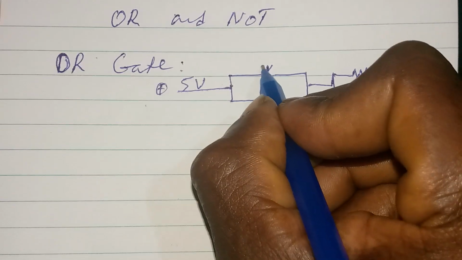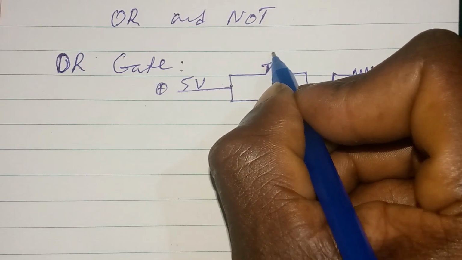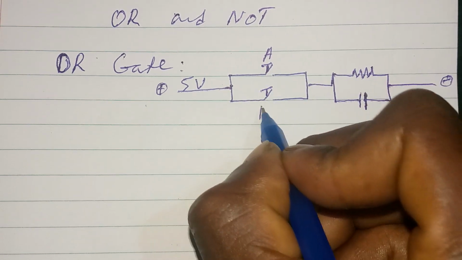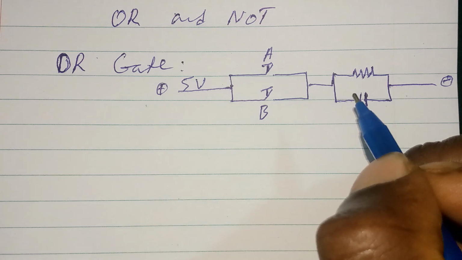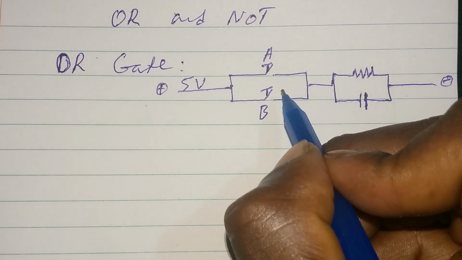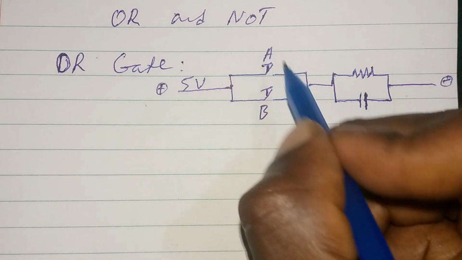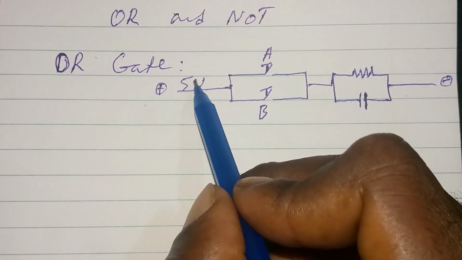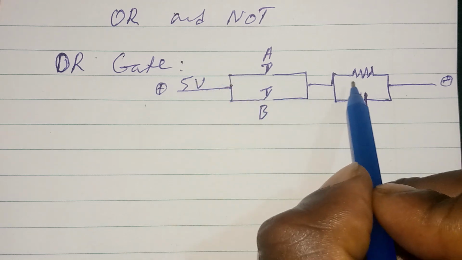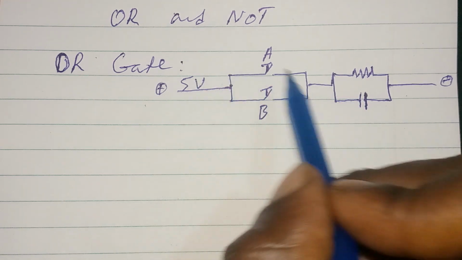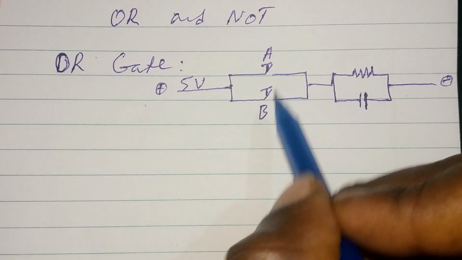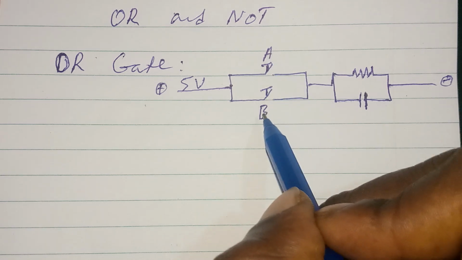have two switches here. This is switch A as well as switch B here. So we have two switches here, switch A and switch B. Now if this 5 volts is made to power this circuit, the 5 volts cannot power this circuit because there are two switches here and both of these switches are open. We have switch A and switch B.